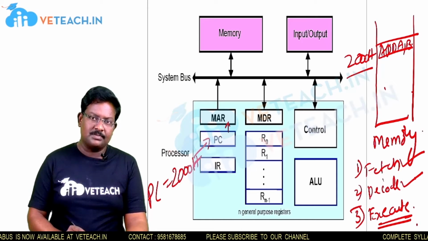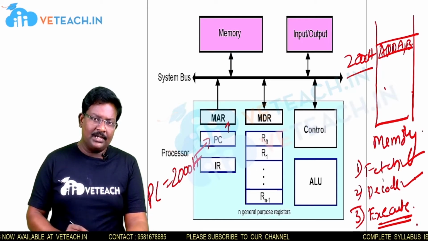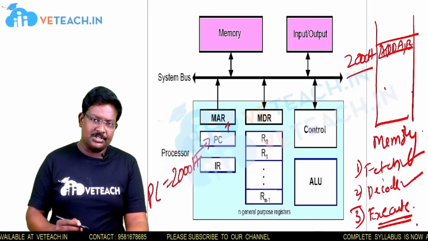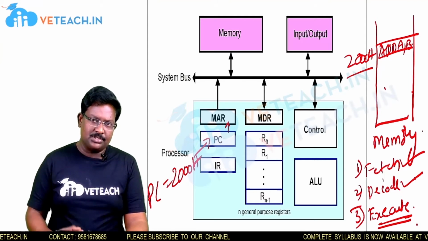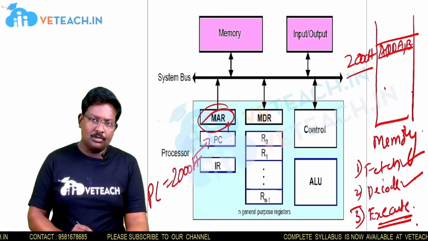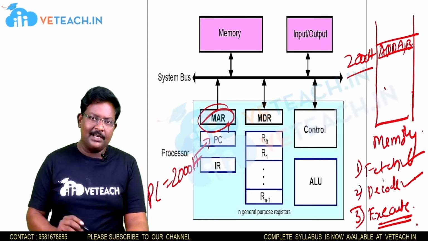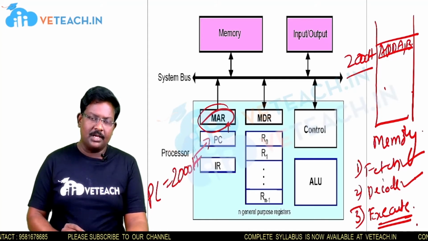Now this value has been moved into the PC, and this address will be moved into the MAR. The MAR is called the memory address register. Whatever instructions we are going to read from the memory, those memory addresses will be stored in the MAR register.